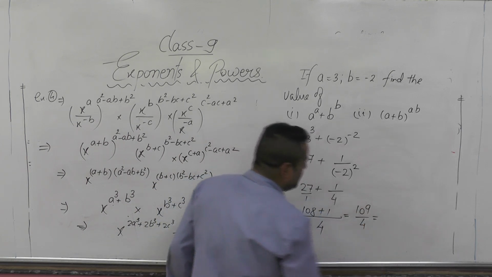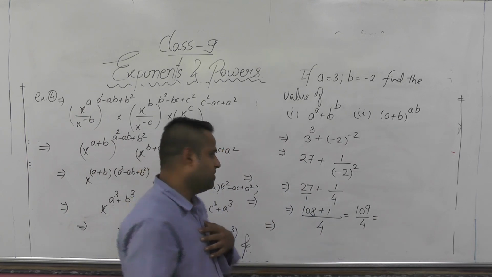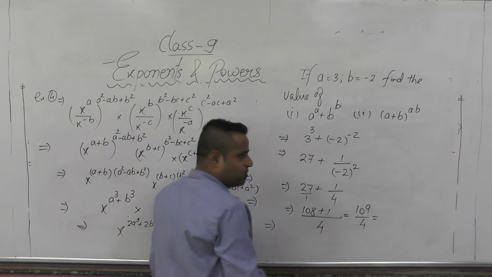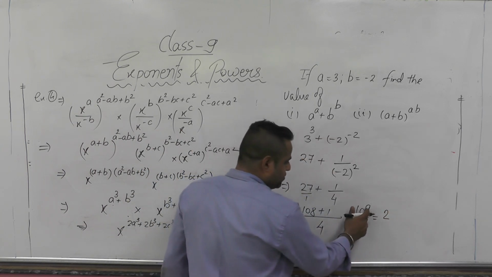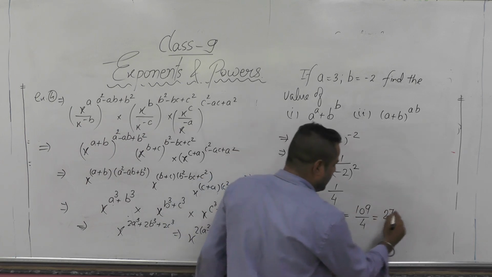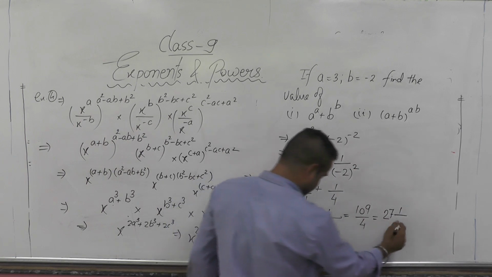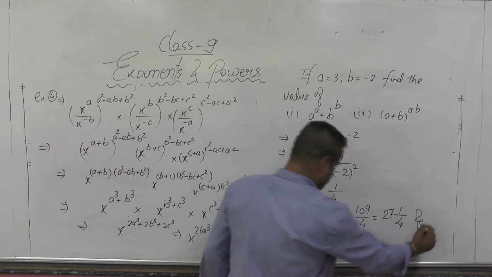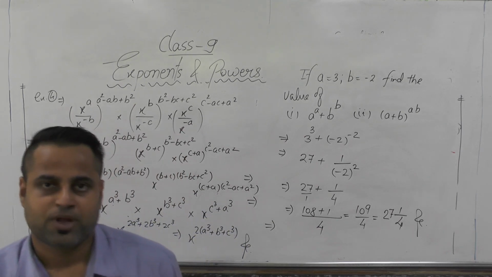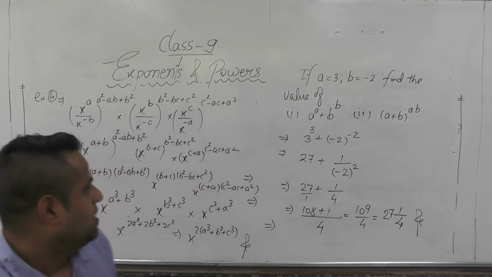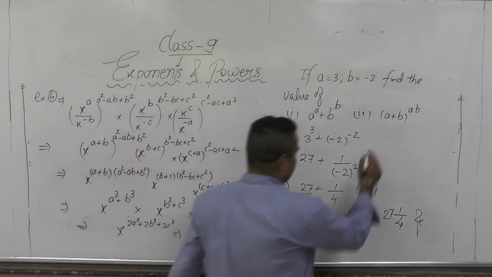But if you go through the answer, it won't be given like this. The answer would be a mixed number. So we can divide it by 4. 4 twos are 8, 2 will remain. 4 sevens are 28, 1 will remain as remainder, and 4 is the divisor. So the answer can be written like this: 27 1 by 4. It's the mixed fraction form. So likewise you need to do the question. The second one is a bit easy.